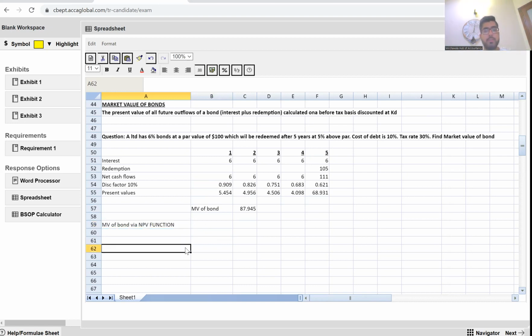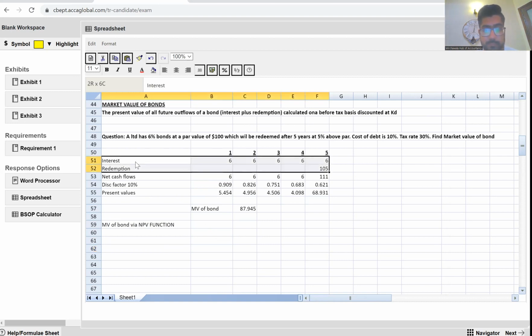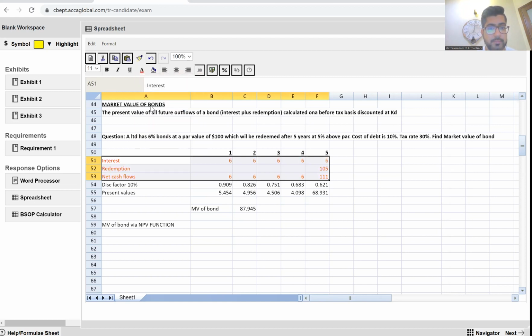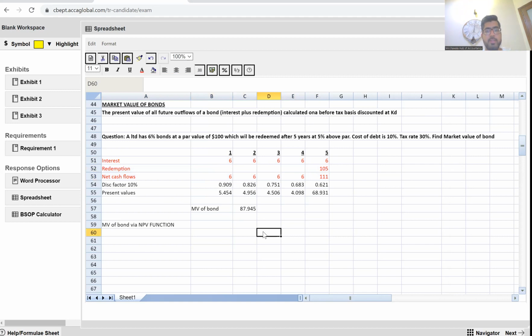Because what effectively you are doing? You are taking interest, redemption, net cash flows, multiplying by discount factor to get present values, adding them all to get NPV or market value of bond. You can do this via NPV function. Write interest, redemption, and get net cash flow. Stop at net cash flow. No need to apply discount factor or anything else. Stop here.